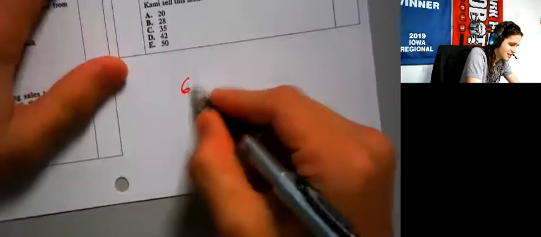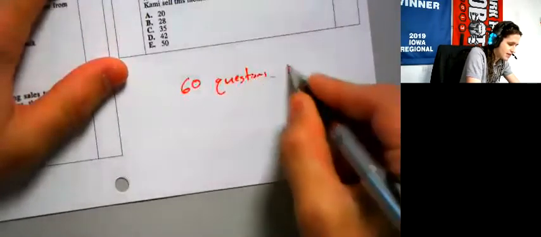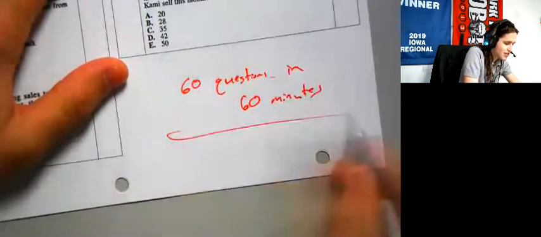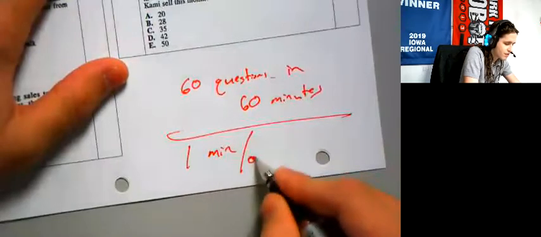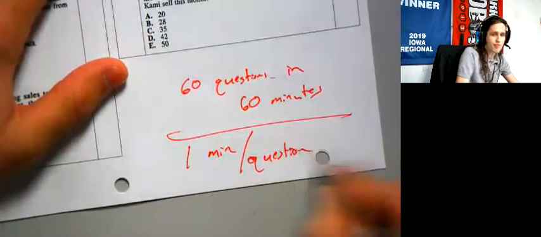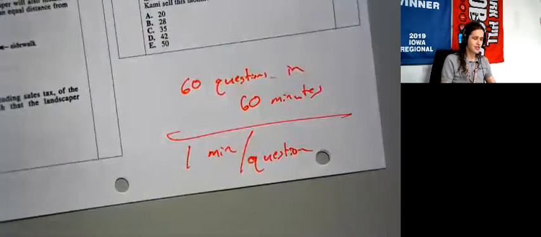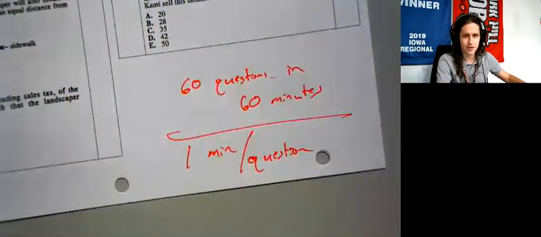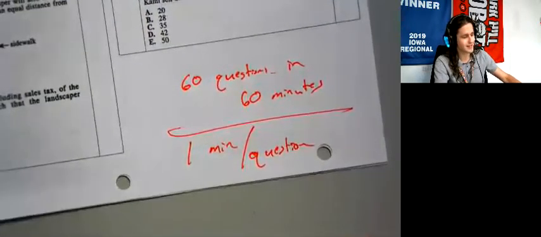The math test is 60 questions in 60 minutes. You don't have that much time. You have 1 minute per question. For most of you, you're not going to try and answer all the questions. For some of you, if you're trying to get under a 24, you're going to answer like 40 questions, seriously. And then we're going to work quickly through the rest of them. We'll talk more about that later.